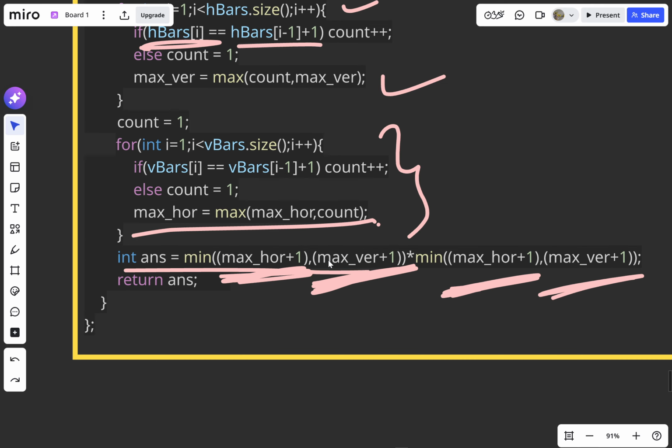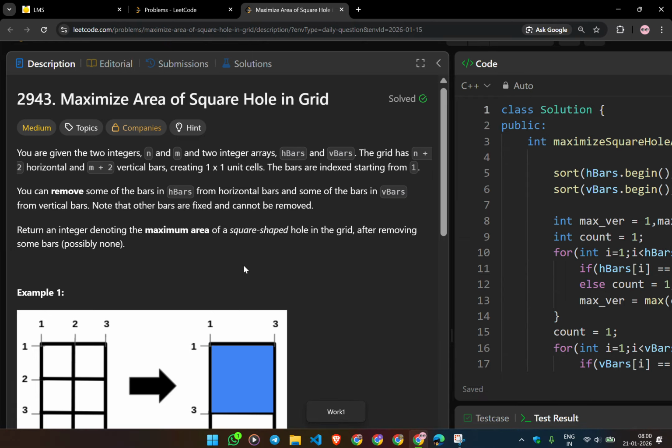It is the minimum of maximum horizontal plus 1 and maximum vertical plus 1. So we are finding the square using the area of the square formula. And we are figuring out the minimum from both the continuous horizontals we can remove and the continuous verticals we can remove. By this we will get the answer as the maximum area of a square hole in the grid.